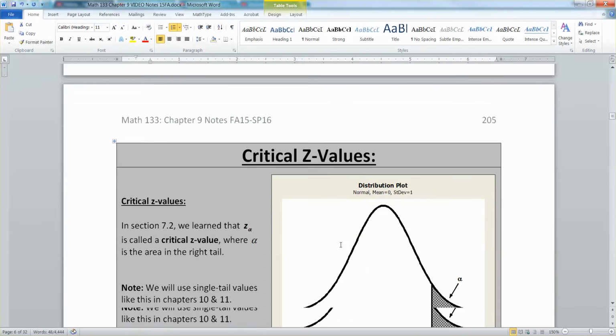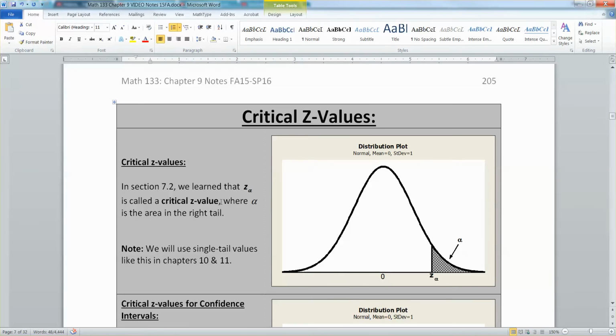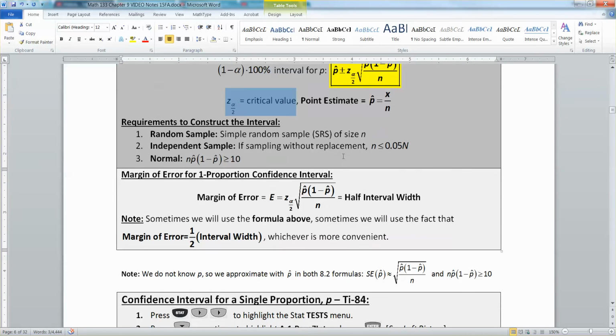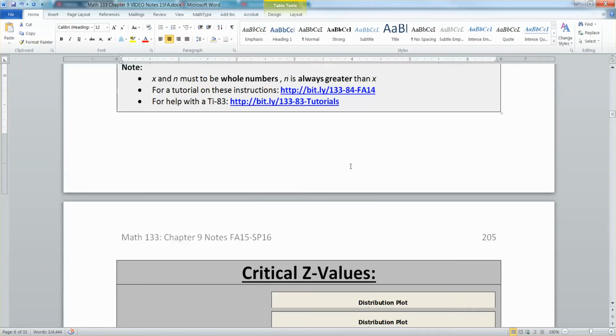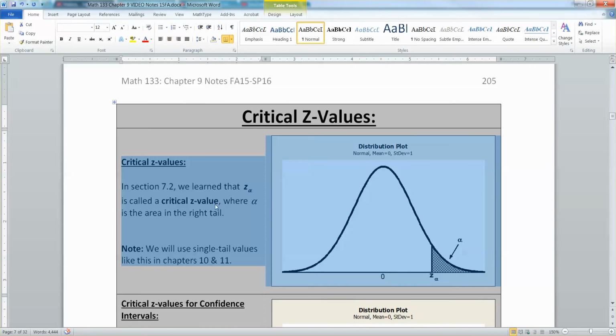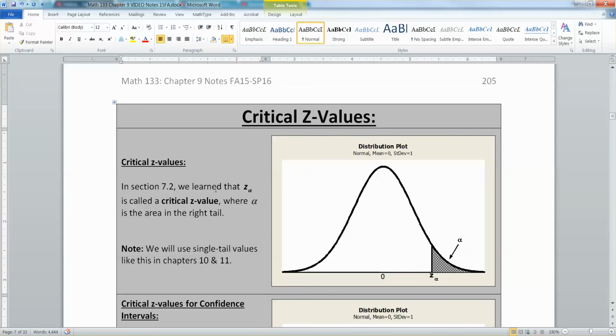So now we want to tackle the critical Z values, that portion of the formula, the Z alpha over 2 portion that we saw a little bit in chapter 7, but we're now going to see it again. Okay, so let's remind ourselves from chapter 7 what we saw. Critical values are labeled Z with a little subscript after it, which we give the Greek letter alpha as that subscript. And that's a critical Z value. It's where alpha is the area in the right tail. Now the right tail part doesn't change. That's by definition, it's the right tail.